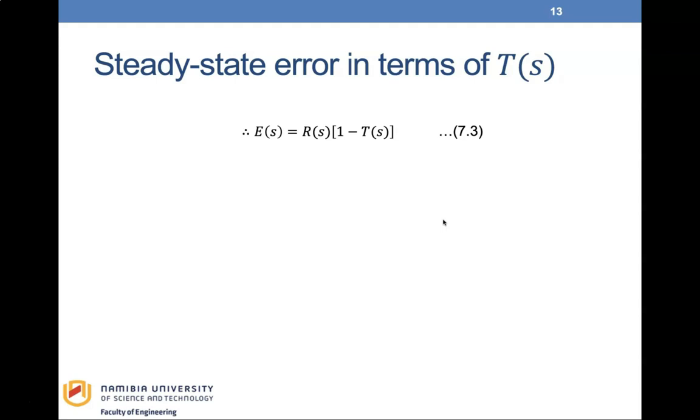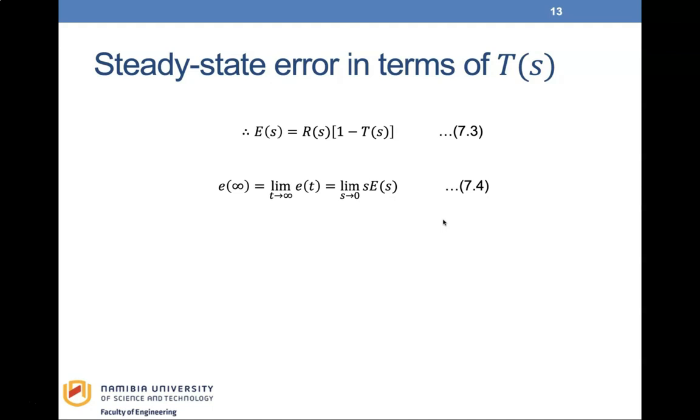However, since we are interested in the steady state error, which is as time goes to infinity, we will apply the final value theorem to 7.3. This will give E infinity, which is as time goes to infinity, equal to the limit as time goes to infinity of E of t, which is equal to the limit as s goes to 0 of s E of s. This is the final value theorem equation. Let this equation be 7.4.